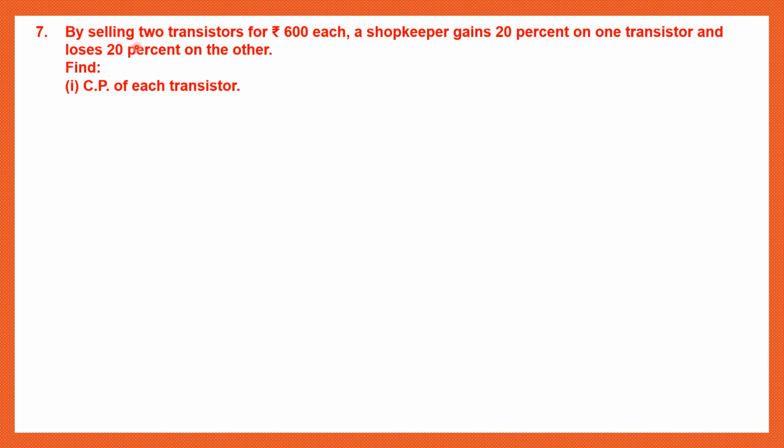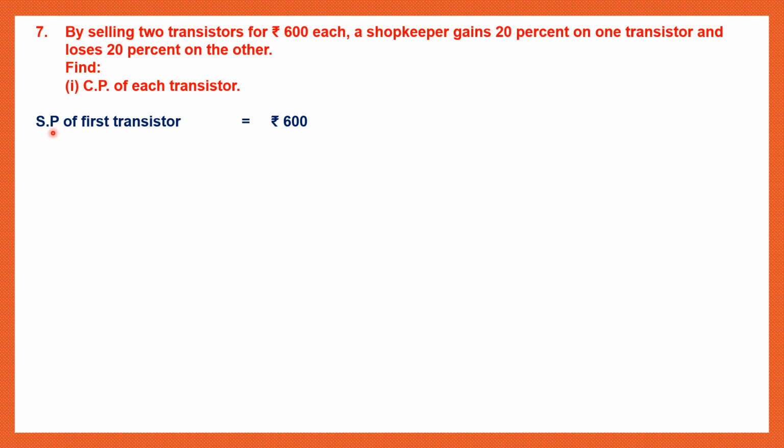Question 7. By selling two transistors for 600 rupees each, a shopkeeper gains 20% on one transistor and loses 20% on the other transistor. So find, this is the first question, the cost price of each transistor. So there are two transistors and both are sold for 600 rupees. When he sold one transistor, he gained 20%. When he sold the other transistor, he lost 20%. Now we have to find the cost price of each transistor.